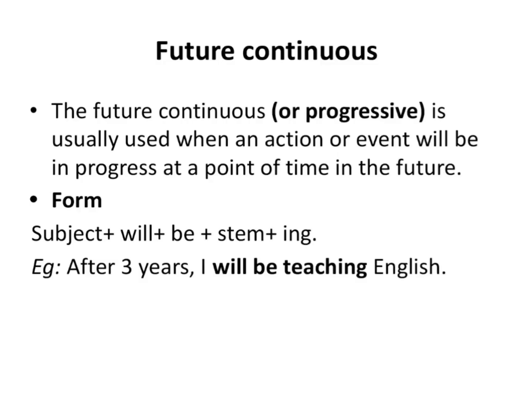Second form, we have the future continuous or future progressive, which is usually used when an action or event will be in progress at a point of time in the future. The form is the subject plus will plus be plus the verb with an -ing. For example, after 3 years, I'll be teaching English.